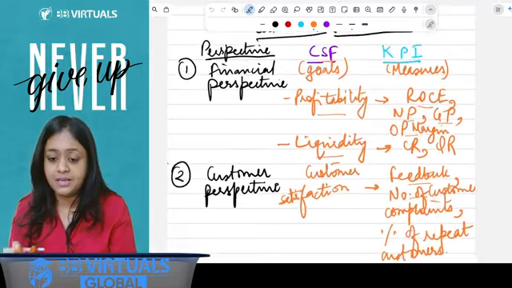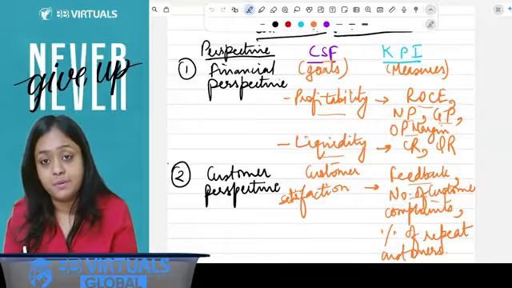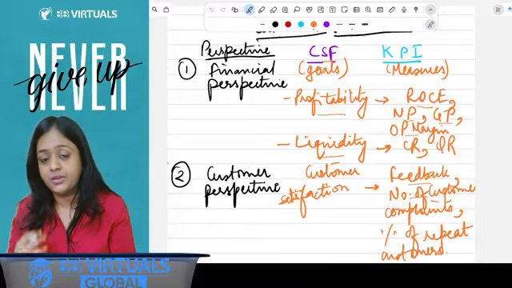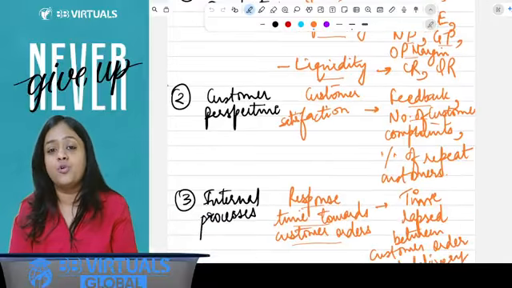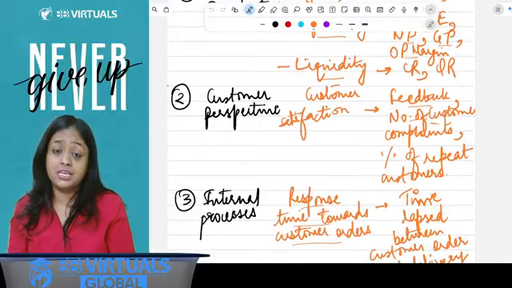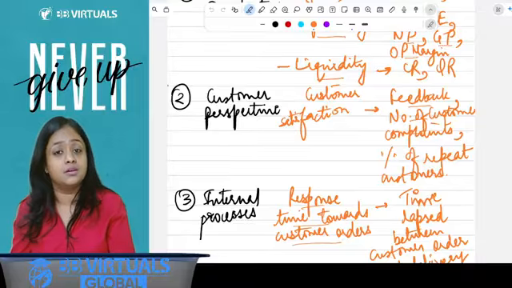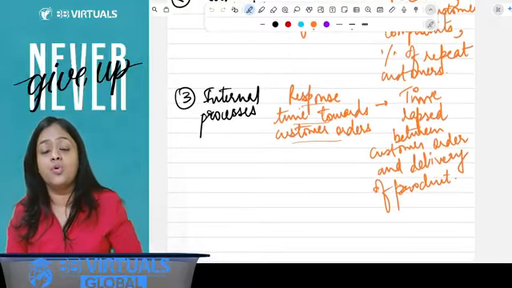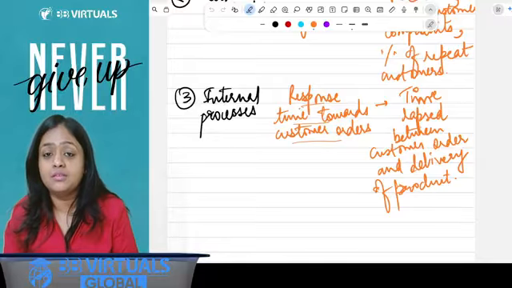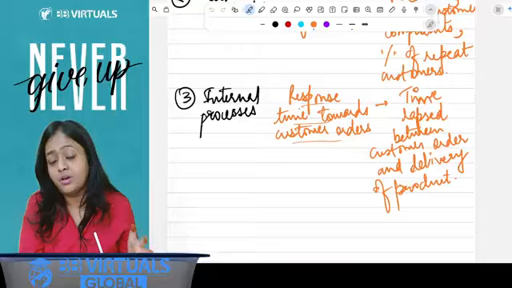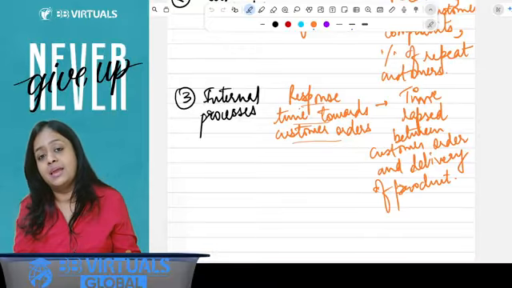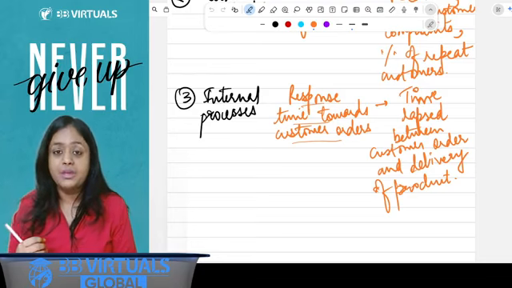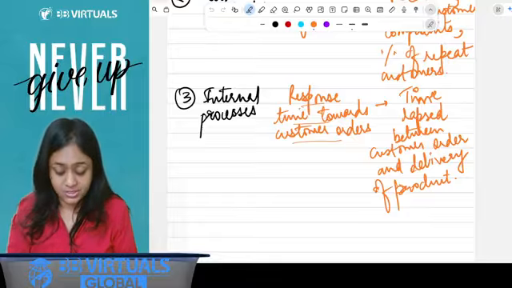So few examples here, like for the financial perspective, my goals can be profitability and KPI can be like ROCE and net profits and others. Customer perspective, my goal can be customer satisfaction and my key performance indicator can be the complaints, the returning customers, feedback and all. Internal processes can be like, for example, a goal can be to see the response between the time when the customer placed the order and the time when the customer is getting the delivery. Of course, the time lapsed, if it is less, then it's a better processing.